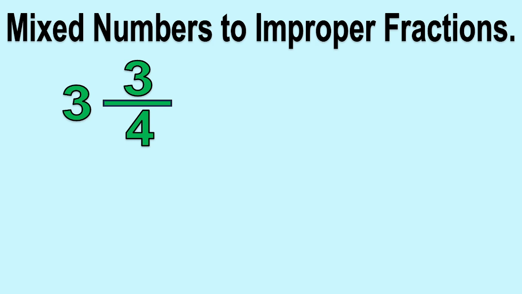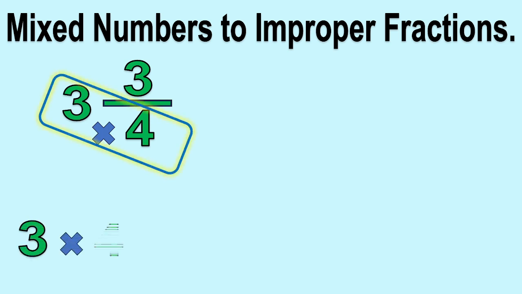Another example, 3 3/4. Change this to improper fraction. First, multiply the whole number with the denominator. We have 3 times 4. 3 times 4 is equal to 12.